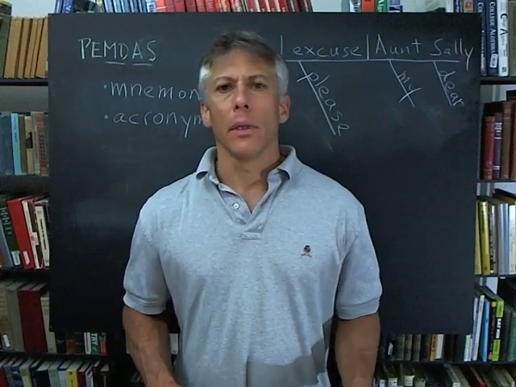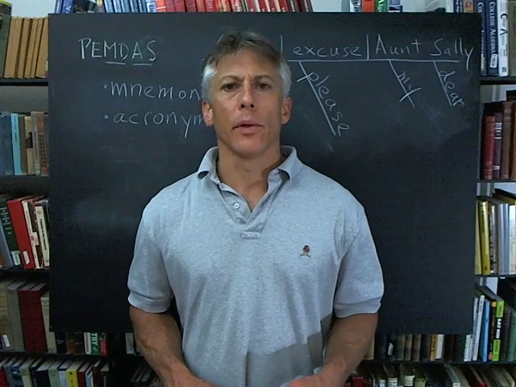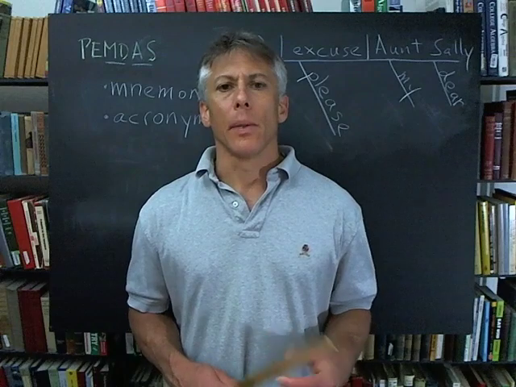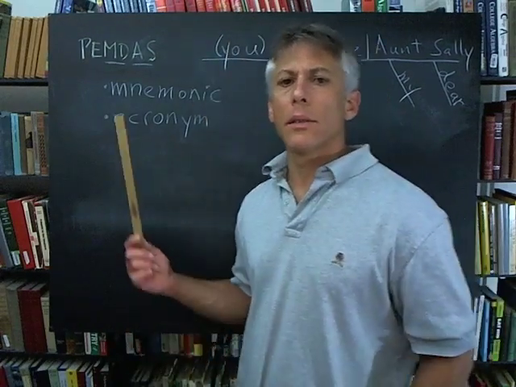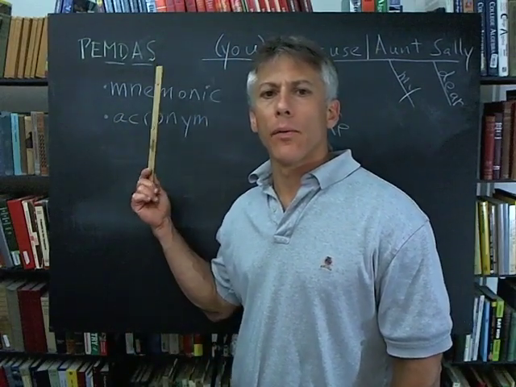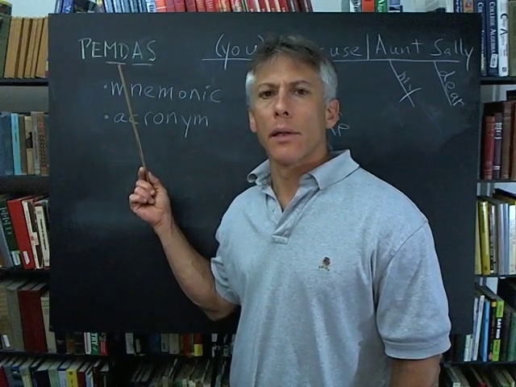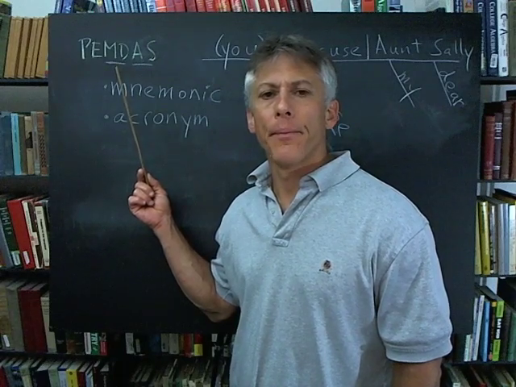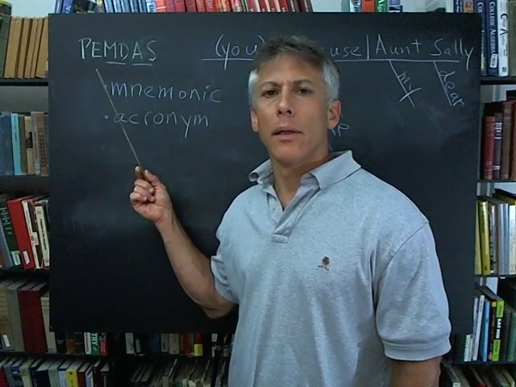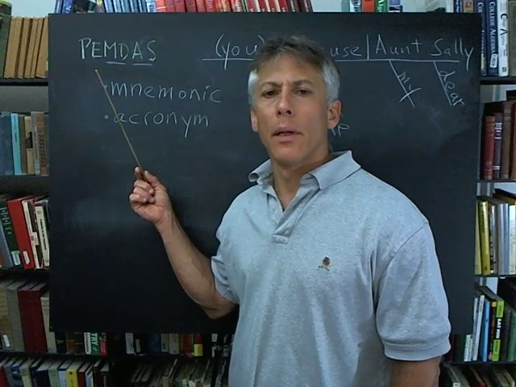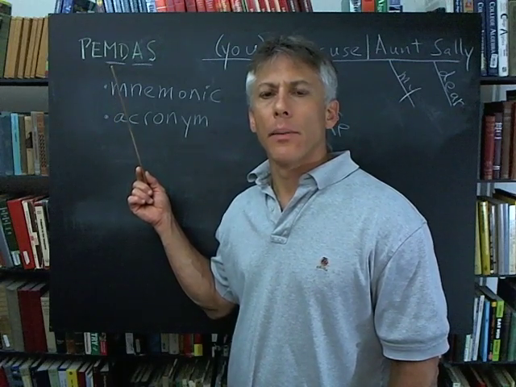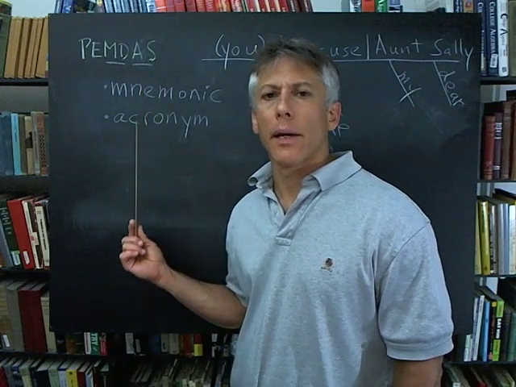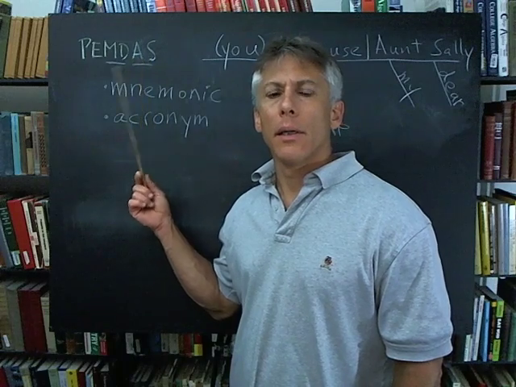Hello, I'd like to help you make sense of PEMDAS, the order of operations, and give you something to organize it in your head. Now remember, first of all, PEMDAS is an acronym. An acronym is a word formed from the first letters of a series of words. For example, NASA, N-A-S-A. Now PEMDAS is formed from parentheses, exponents, multiplication, division, addition, and subtraction. So it's an acronym. But it sounds nice too.